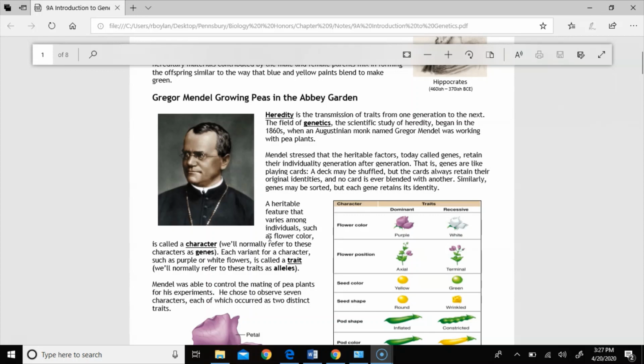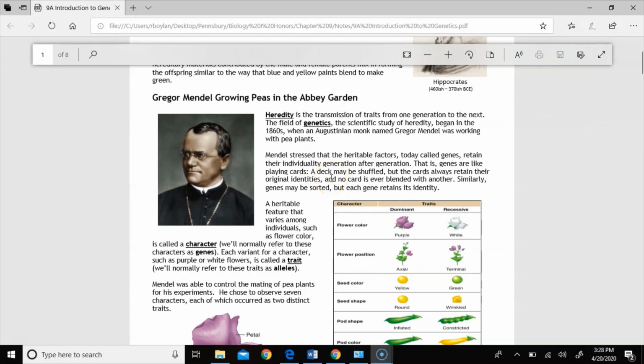But anyway, he said that heritable factors basically retain their individuality generation after generation. So he said basically you're not blending, right? It's not like you're taking these two paints and mixing them together. Because if you had green paint from yellow and blue, then when you go to have a kid, you're going to be passing on green, right? Not yellow and blue. And Mendel said, no, genes are more like a deck of cards. And he didn't use this example back then.